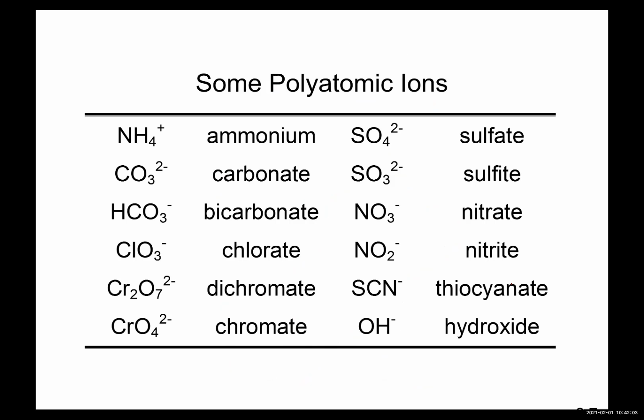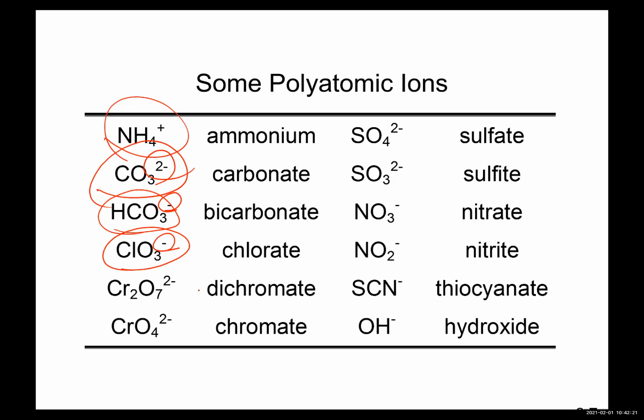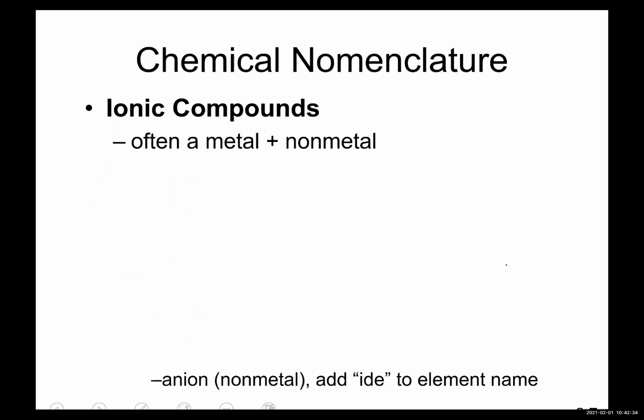So this is the polyatomic ion table. You don't have to memorize it. It's on your exam table. It's in the book. Ammonium ion has +1 charge, carbonate -2, bicarbonate -1, and chlorate -1, dichromate -2, chromate -2. So use these from your book or exam table so you have an idea about these formulas.